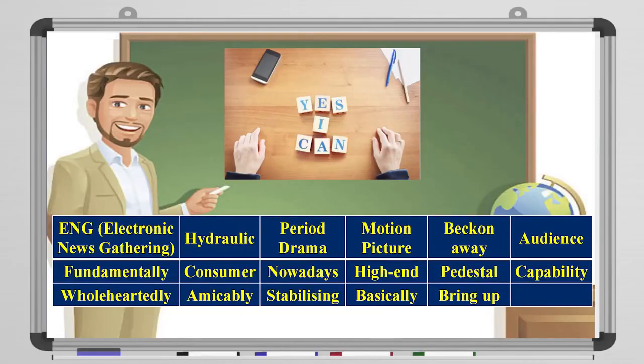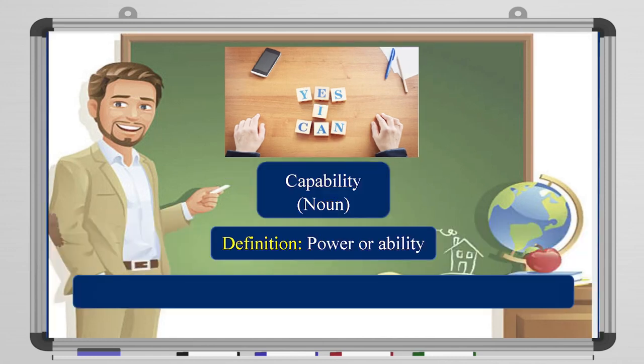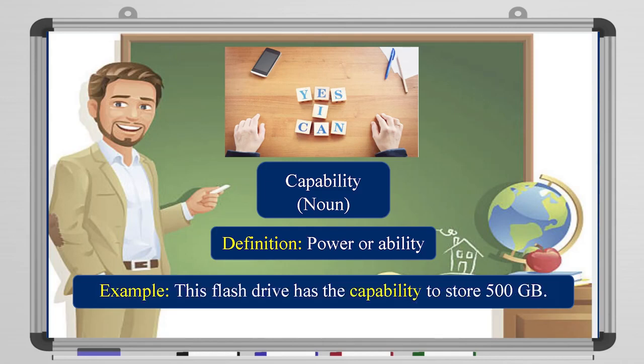Let's take a look. First picture. Yes, I can. So the word can here should give you a hint. Did you get it? Well, if you chose the word capability, then you are correct. Capability is a noun, and it means the power or ability to do something. So for example, the flash drive has the capability to store 500 gigabytes. It can store 500 gigabytes. It has that capability.